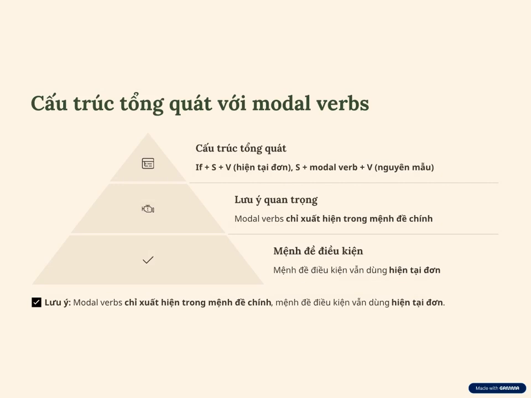At the top, we have the overall sentence structure. If plus subject plus verb, present simple. Subject plus modal verb plus base verb. This is how we form the first conditional with modal verbs.